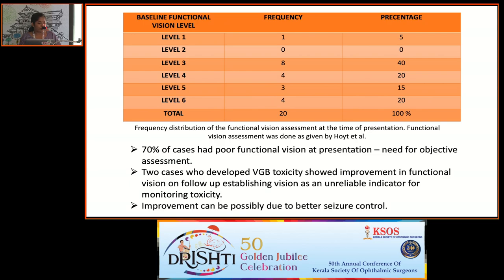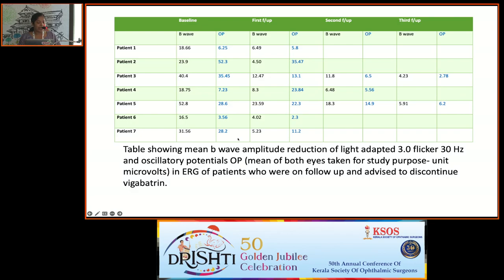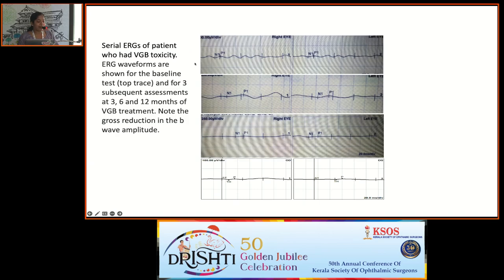So this is a table which shows the mean B wave amplitude and the oscillatory potential reduction of the values of the light adapted 3.0 flicker 30 Hz. So this is a serial ERG of a patient who had vigabatrin toxicity, and the top trace shows the baseline ERG and the subsequent ERGs on follow-up. So we can see the gross reduction in the B wave amplitude from this picture.